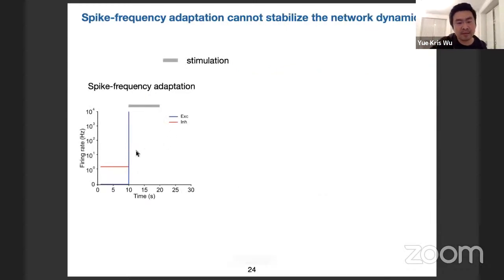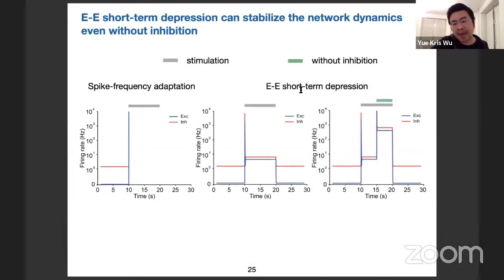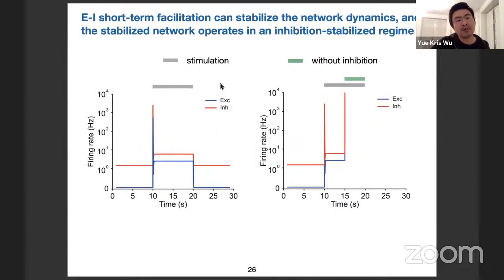This is indeed the case, which is confirmed by the simulation results here. Spike frequency adaptation cannot stabilize the network dynamics, and E to E can, but if we remove the inhibition in this green period, it can restabilize the network dynamics. In contrast, E to I short-term facilitation can stabilize the network dynamics, but if we remove the inhibition in this period, the network dynamics is unstable. Since experimental studies suggest that inhibition is crucial, we think E to I short-term facilitation is more likely to be the stabilization mechanism in this process.